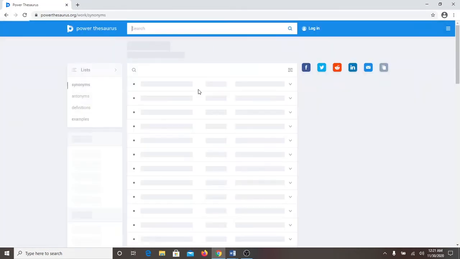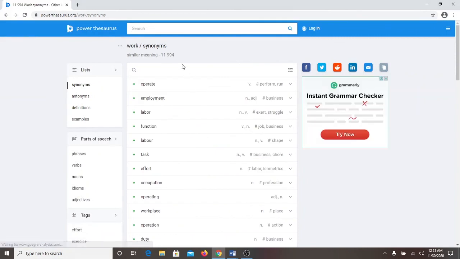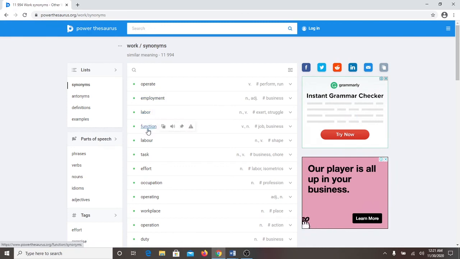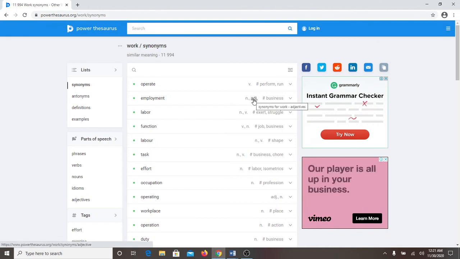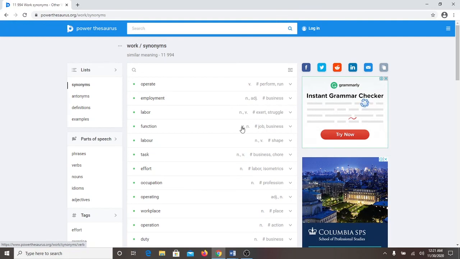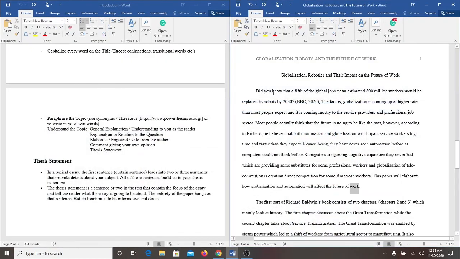So you come and search the word work, and you can replace it with employment, labor, function, task, or occupation. You can replace it with any of these words. Depending on how you are using it, you can use it as an adjective, as a noun, or as a verb. So depending on how you use it, you can use any of the above. I think we'll stop at that.